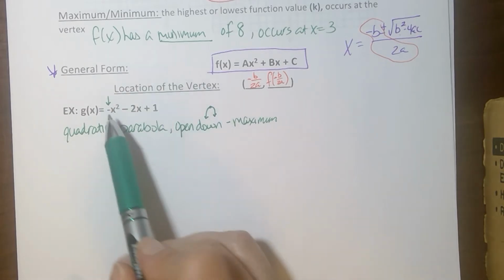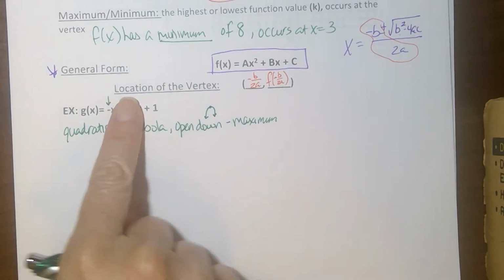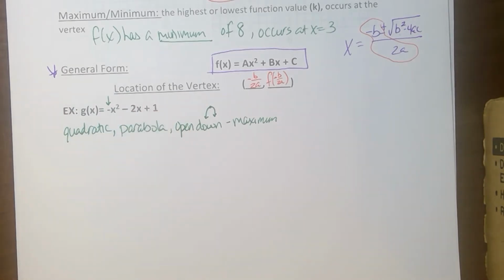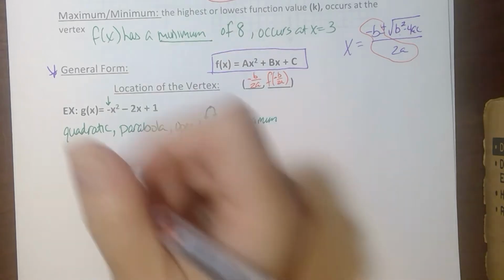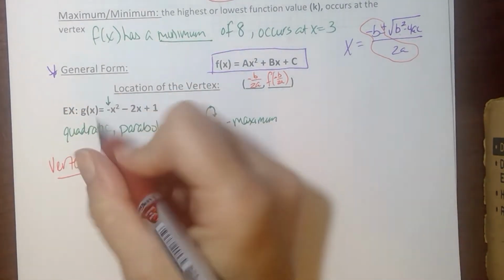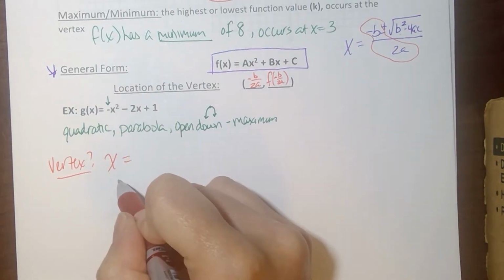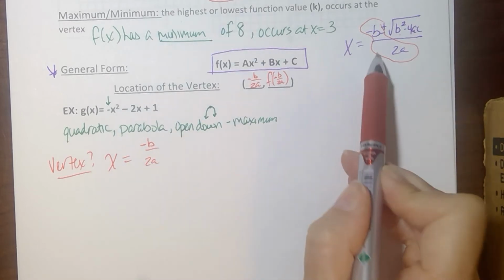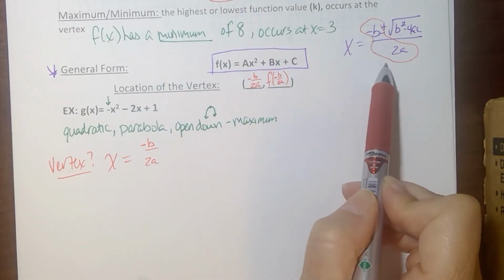I also know that if x is 0, the function value is 1. So that's my y-intercept. But I don't know the location of the vertex for this parabola. To figure out the location of the vertex, I find my x value for the vertex by using negative b over 2a from the quadratic formula.